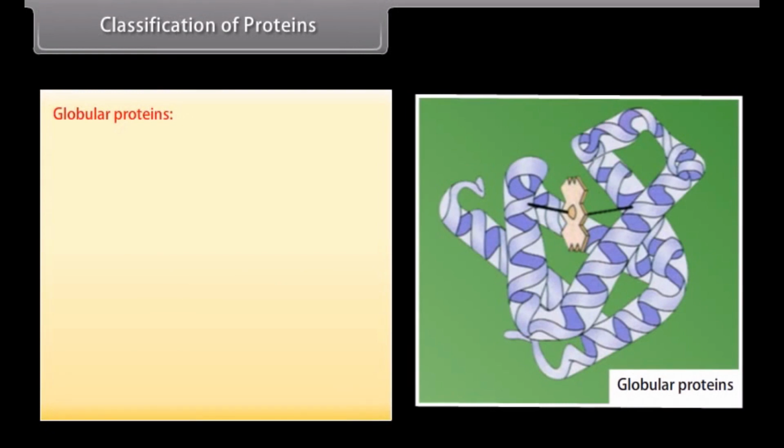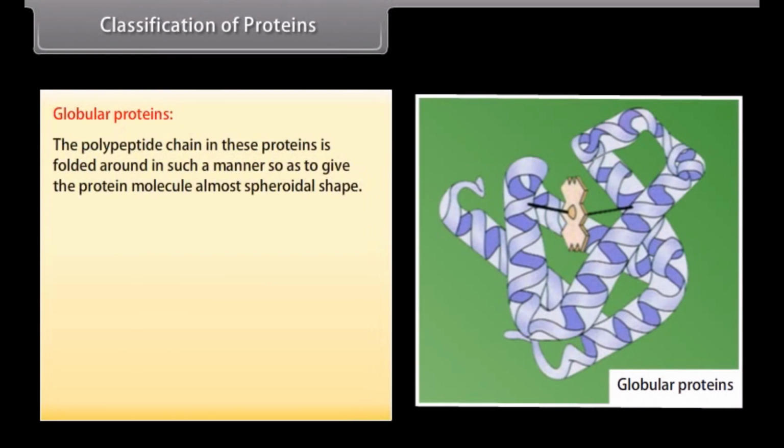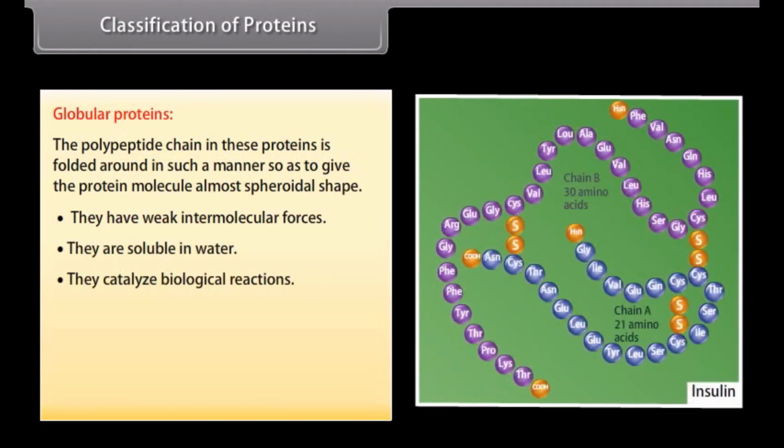Globular proteins. The polypeptide chain in these proteins is folded around in such a manner so as to give the protein molecule an almost spheroidal shape. They have weak intermolecular forces. They are soluble in water. They catalyze biological reactions, for example, insulin and thyroglobin.